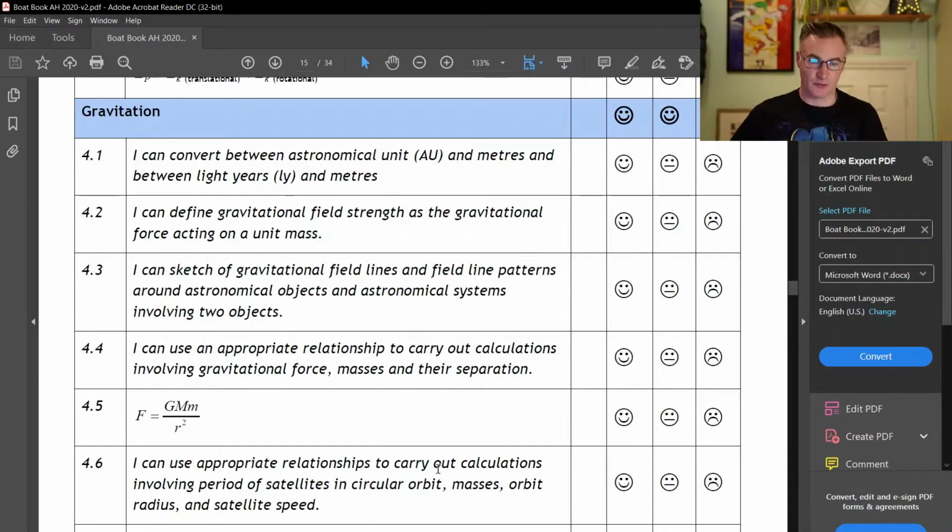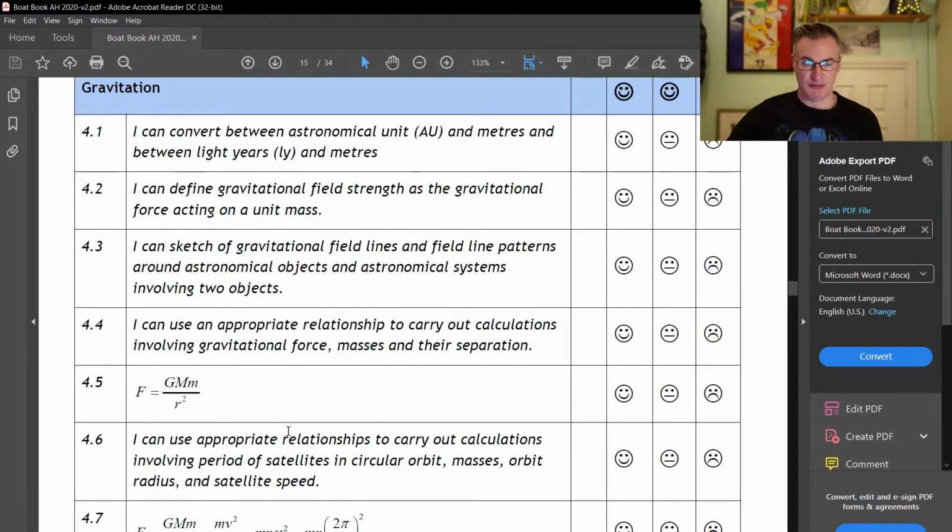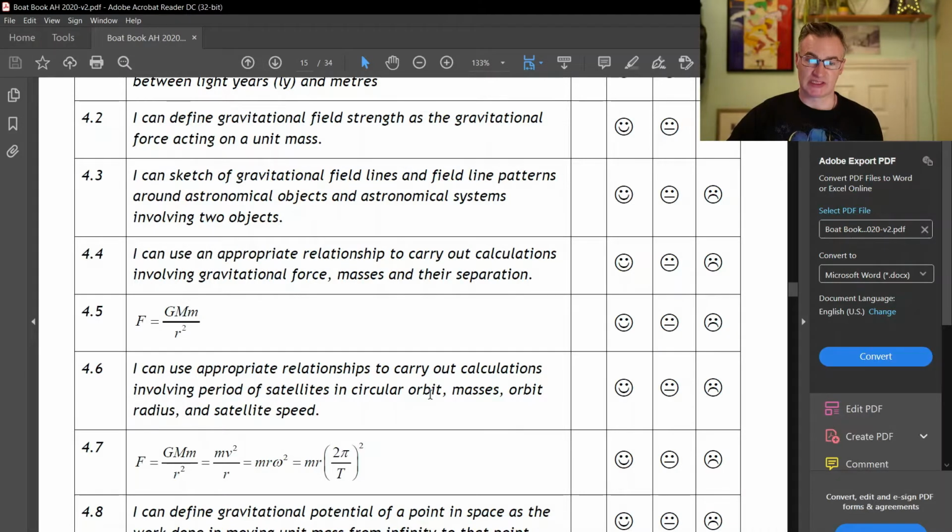Picking straight back up from where we left off, we got through the first 5 in an earlier lesson. We finished with Newton's inverse square law of gravitation and gravitational fields. But now looking at 4.6 and 4.7, it says I can use appropriate relationships to carry out calculations involving the period of satellites. That comes first because the most common question to be asked is to work with periods of satellites. We're also looking at masses, orbit radius, satellite speed, and that. And then 4.7 below lists all of the formulas that we could use for that.